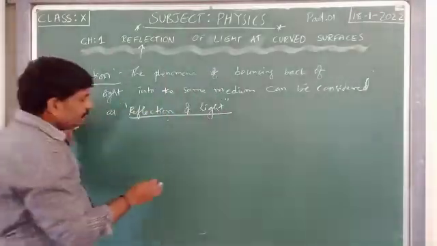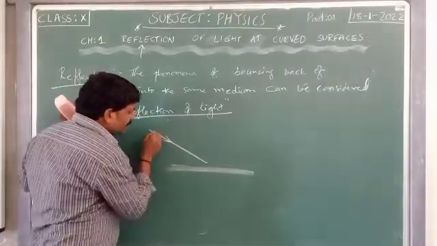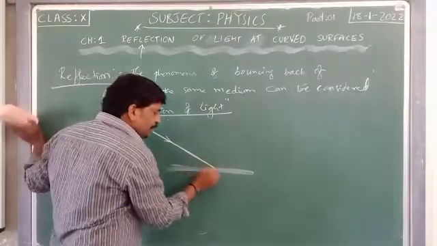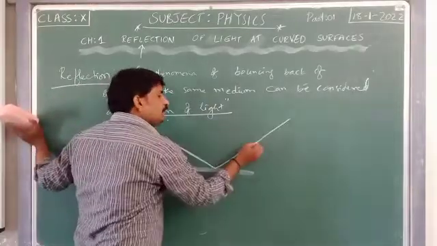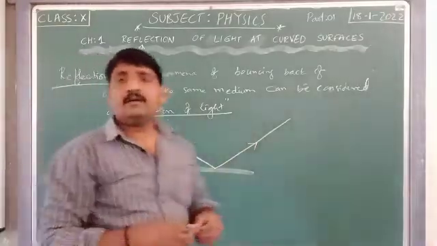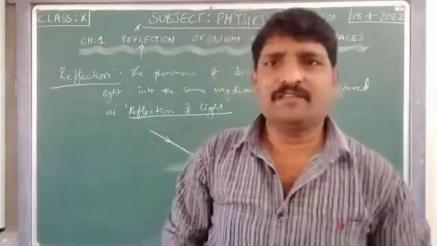I hope you understood. For example, the light ray. This is a surface. The light ray which is traveling from the source of light is going to hit any surface and it is going to bounce back. That phenomenon we are going to talk about.